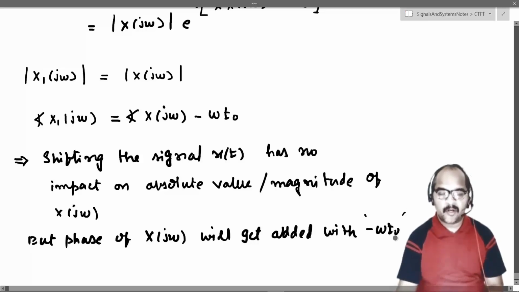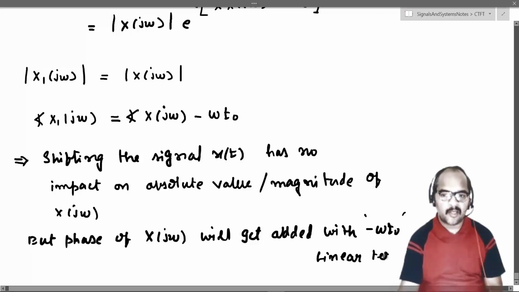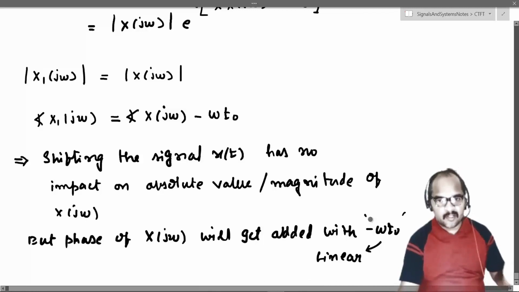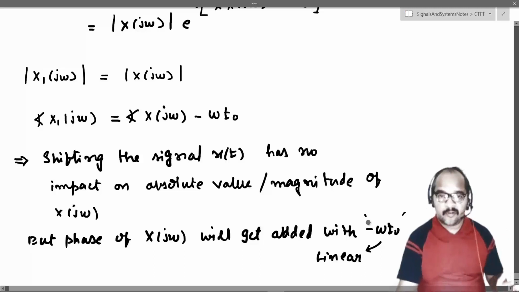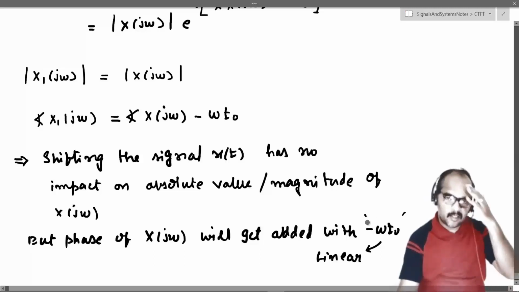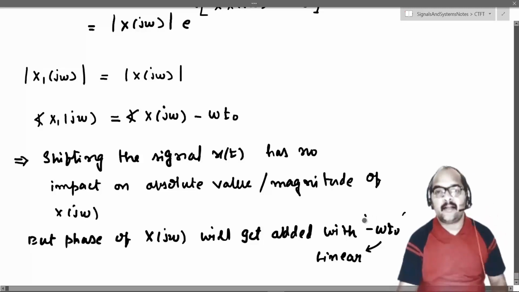Because it varies with respect to omega linearly, we call it linear. Who is linear? Minus omega t naught is linear. So what will happen if you shift the signal? What will happen to the Fourier transform? The magnitude of the Fourier transform will not get affected, but the phase will. How does it get affected? The extra term minus omega t naught will get added to it.